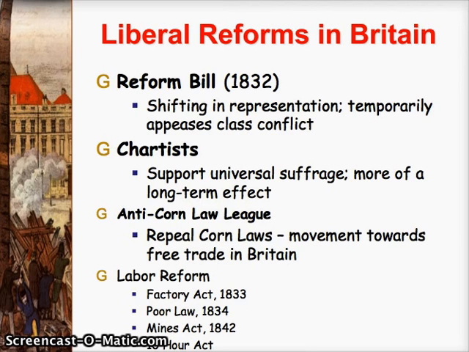Also, you're going to have the 10-Hour Act. So this is going to make it so that women and children, the 10-Hour Act is going further in the liberal direction from the Factory Act because now women and children are limited to a 10-hour workday.